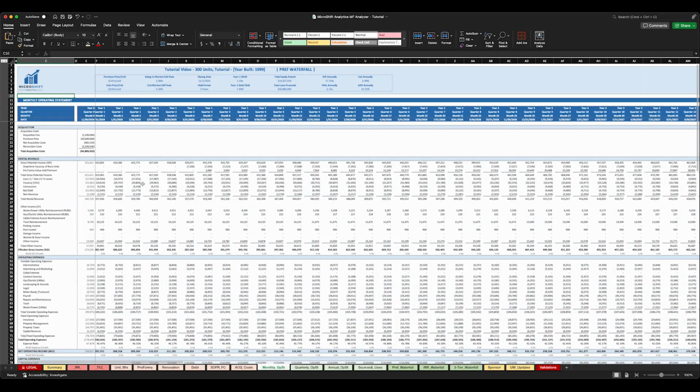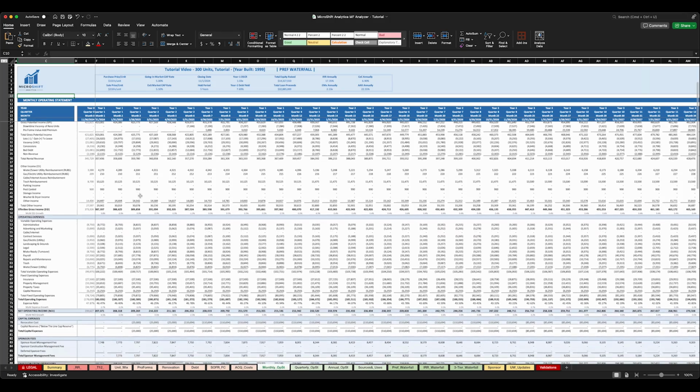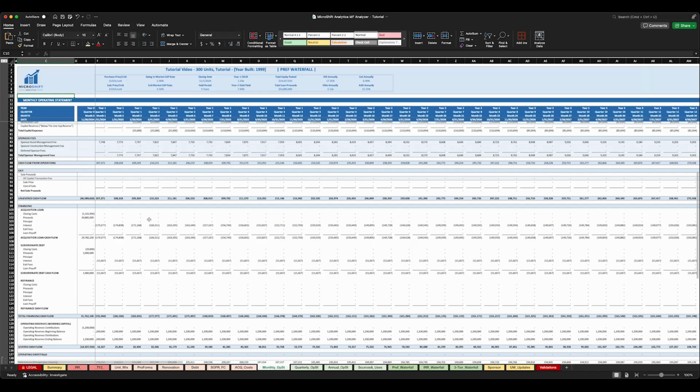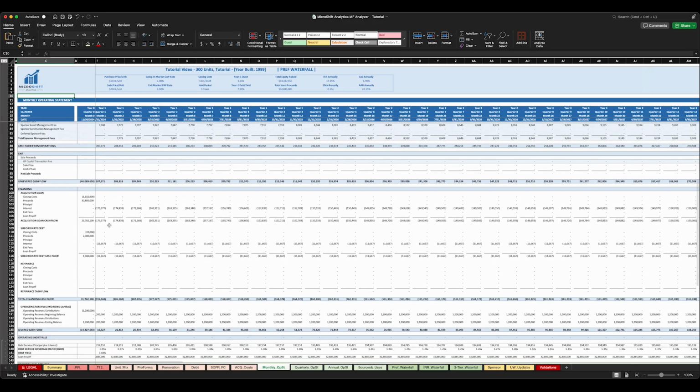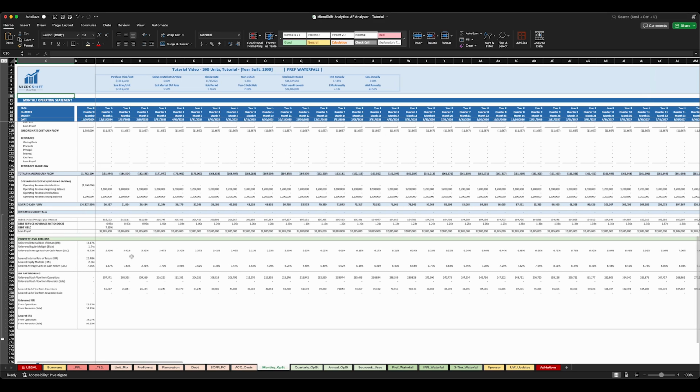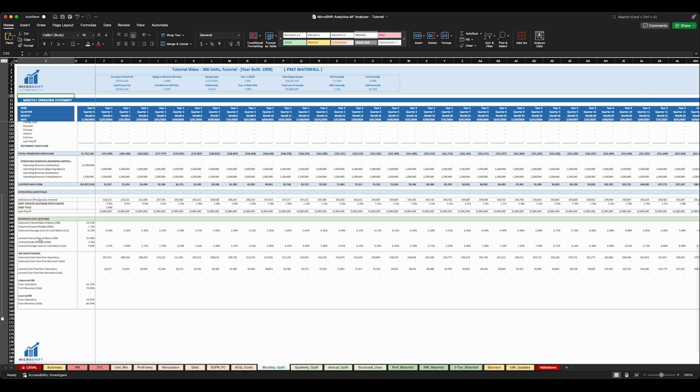This shows you a month-over-month breakdown of your income and expense pro forma. It also shows your debt and financing at the bottom. And if you scroll all the way to the bottom, it shows you the property level returns, so the unlevered return as well as the levered return. There are other metrics such as the IRR for the unlevered as well as your levered IRR.